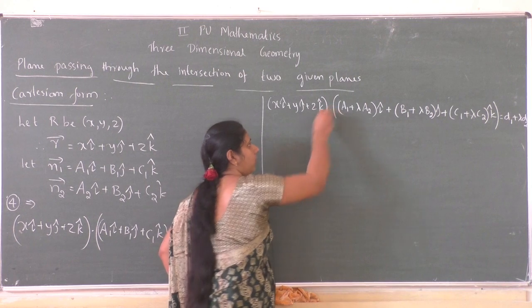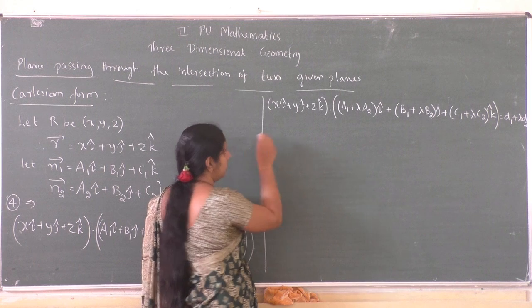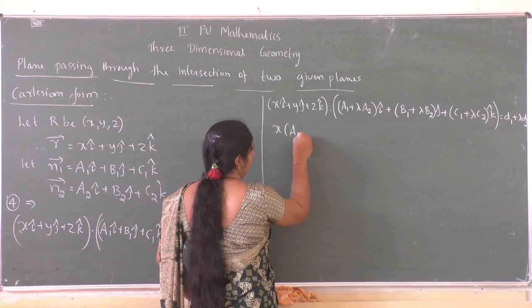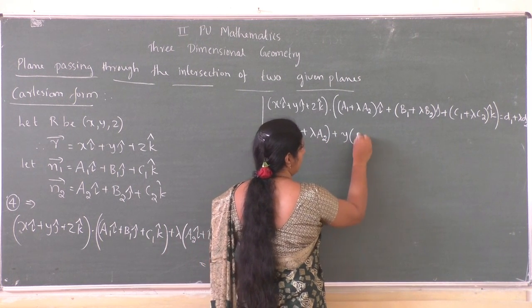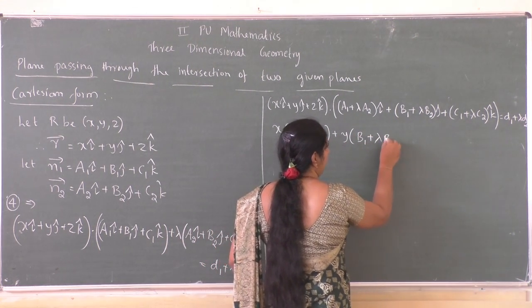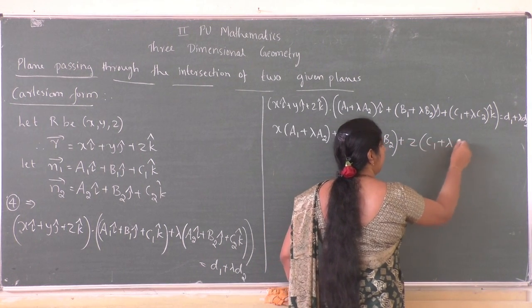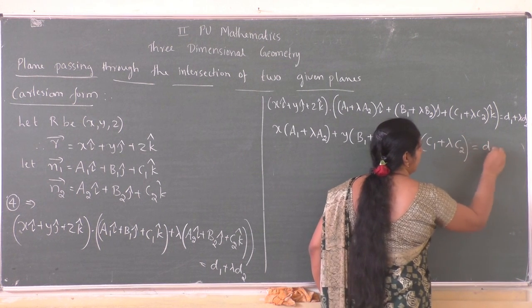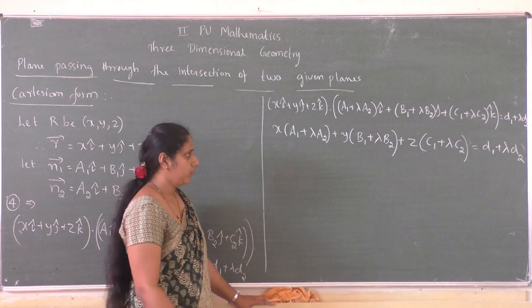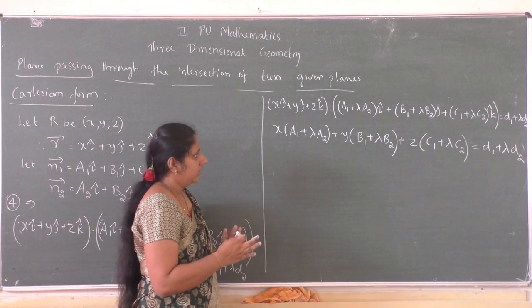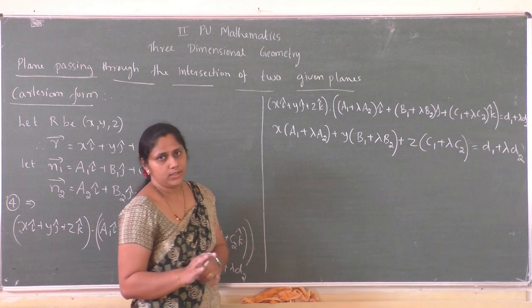Now the dot product of two vectors, that is, you have to multiply the corresponding coefficients, that is x into a1 plus lambda times a2, plus y into b1 plus lambda times b2, plus z into c1 plus lambda times c2, is equal to d1 plus lambda times d2. Now we will combine the terms independent of lambda together as well as the terms including lambda together.